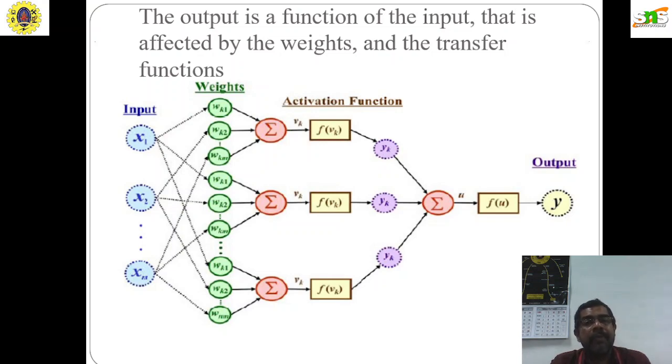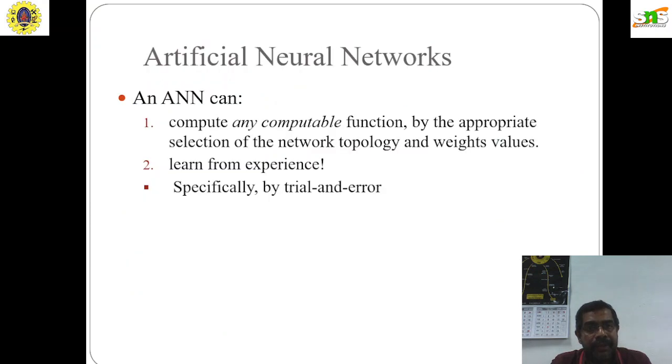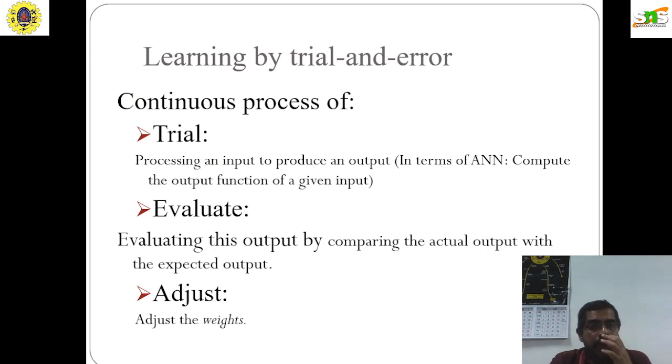This way we consider the activation function in the output and transfer the functions to the next neurons. An artificial neural network can compute any computable function by appropriate selection of the network topology and weight values, and it has to be learned from experience, specifically by trial and error. So learning by trial and error is the continuous process of trial, evaluate, and adjust.